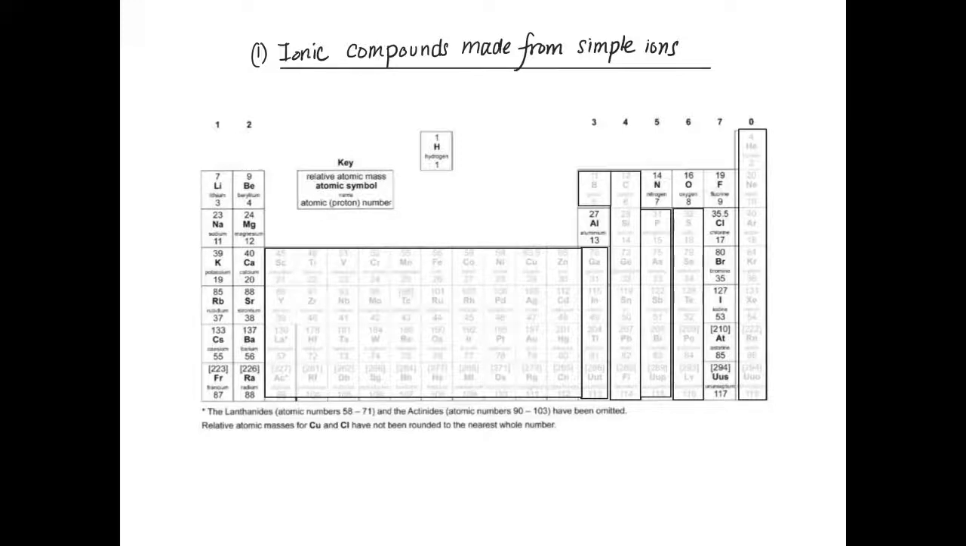So the metals in group 1 all form an ion with a +1 charge. All the metals in group 2 form ions with a +2 charge. Aluminium forms an ion with a +3 charge. Everything in group 7 forms an ion with a -1 charge. Oxygen and things in group 6 form an ion with a -2 charge. And nitrogen and things in group 5 form an ion with a -3 charge.